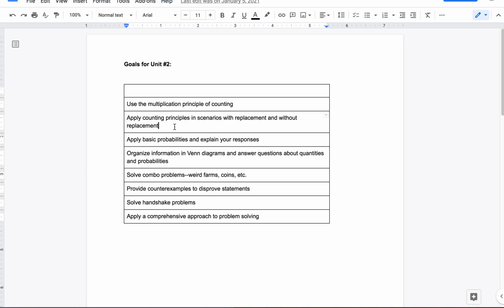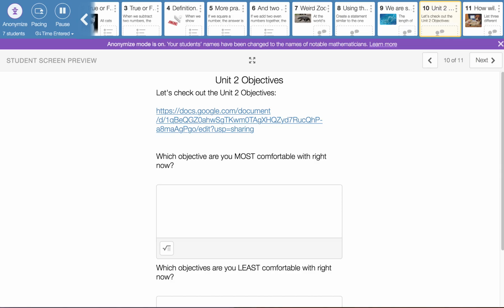Counting principles in scenarios with replacement and without replacement. So more counting there. Basic probabilities and know why they work. Venn diagrams. There's the combo problems, next one down. The weird farms and the coins and the rectangle thing we just had. Counter examples. We had handshake problems. And then this one down here, apply a comprehensive approach to problem solving. I think you'll see that in every unit. It means be able to solve problems and most often know more than one way to get there so that you can double check your work. So that's what to do on that page.